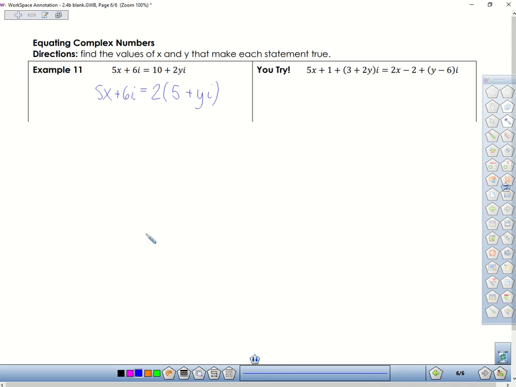So if I want 6i to equal 2yi, what could the y be here to equal that? 3. And if I want 5x to be equal to 10, what could my x be? 2. So sometimes factoring out can help you visualize it, but sometimes it's just easier to look at it and see. So in this case, if I want 5x to be equal to 10, that means x would have to be 2. And over here, if I want 6i to be equal to 2yi, well, y would have to be 3.